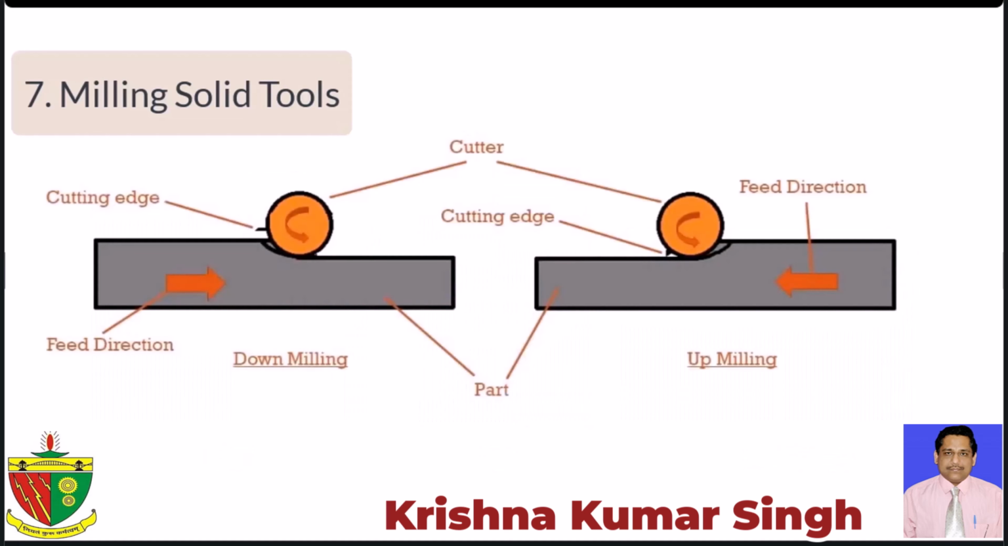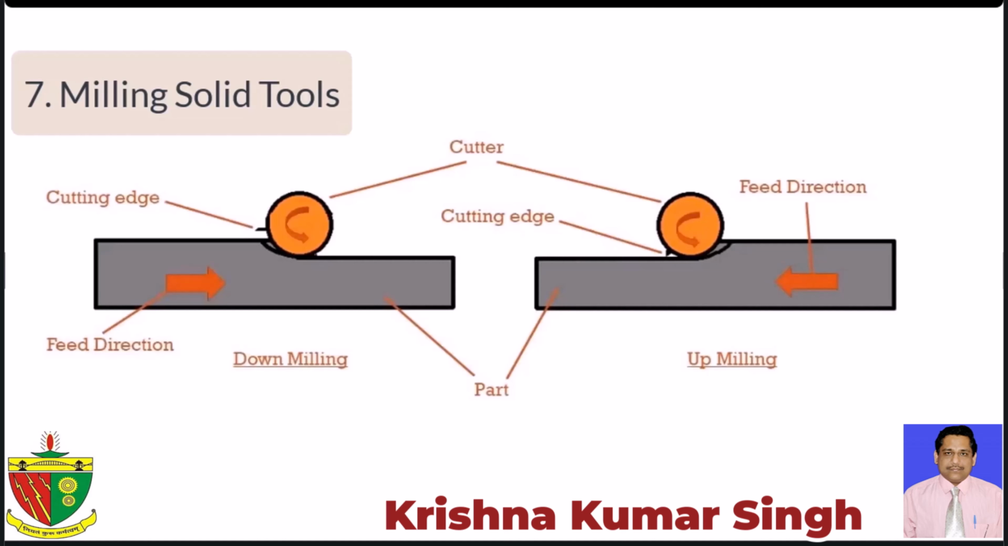At this point, I want to talk about up and down milling. In down milling, also called climb milling, the chip thickness at the start of the cut, when the cutting edge engages with the workpiece, is larger compared to the end of the cut. In contrast, in up milling, the cutting edge engages with the workpiece at low chip thickness, which increases toward the end of the cut. This applies to peripheral milling.